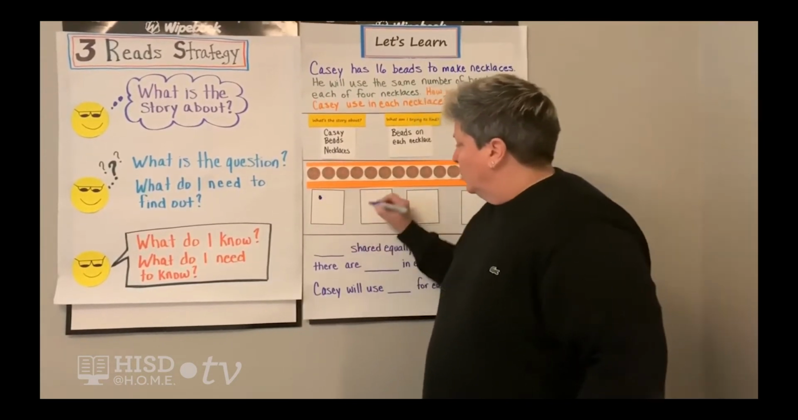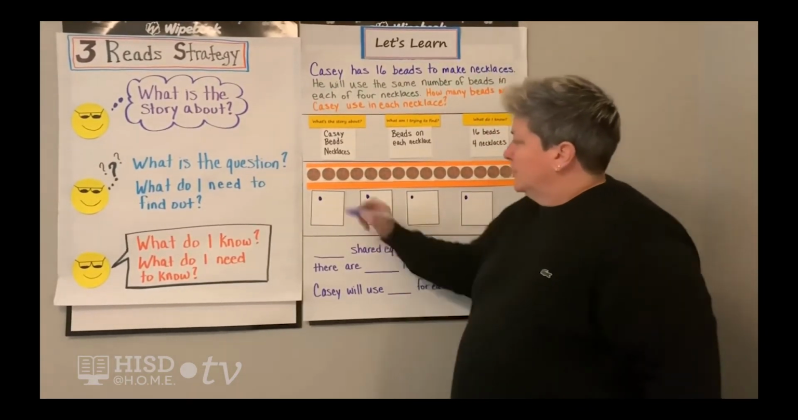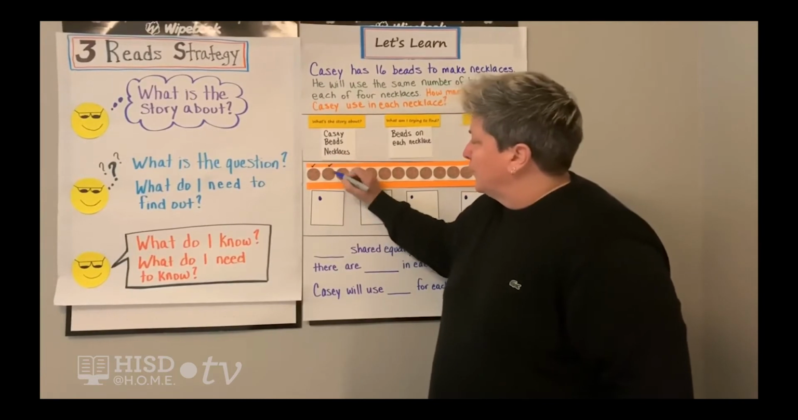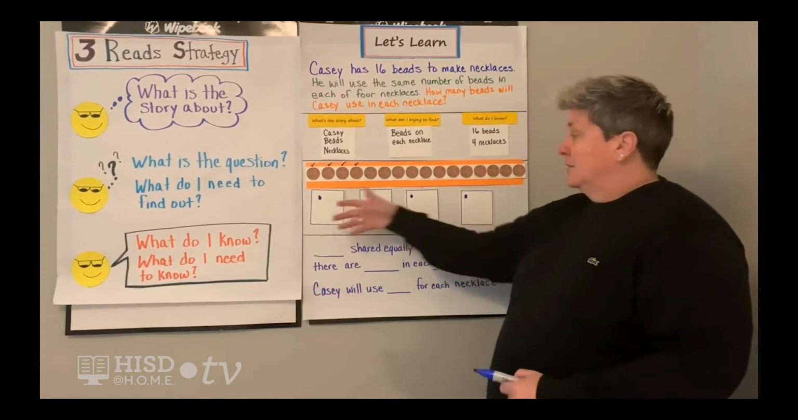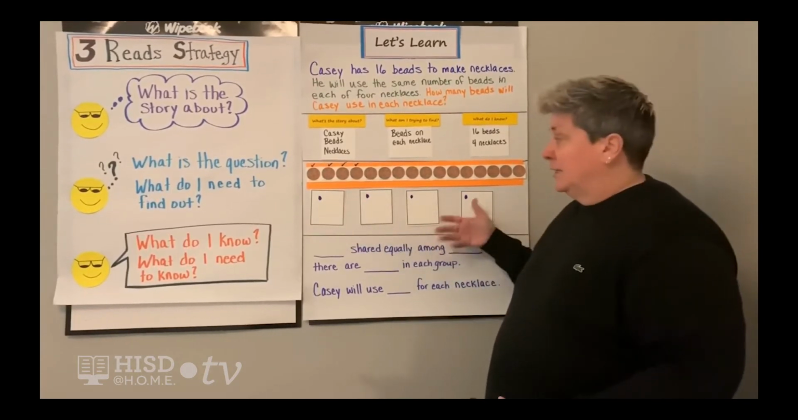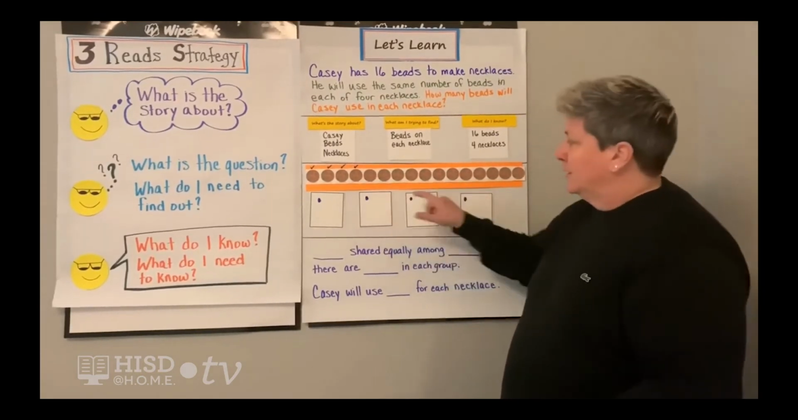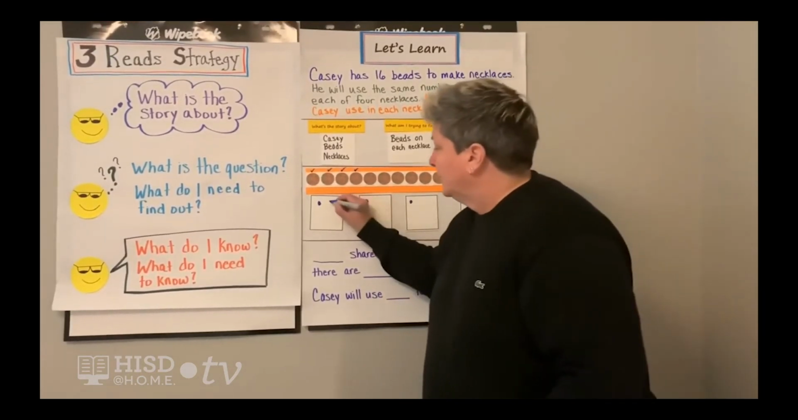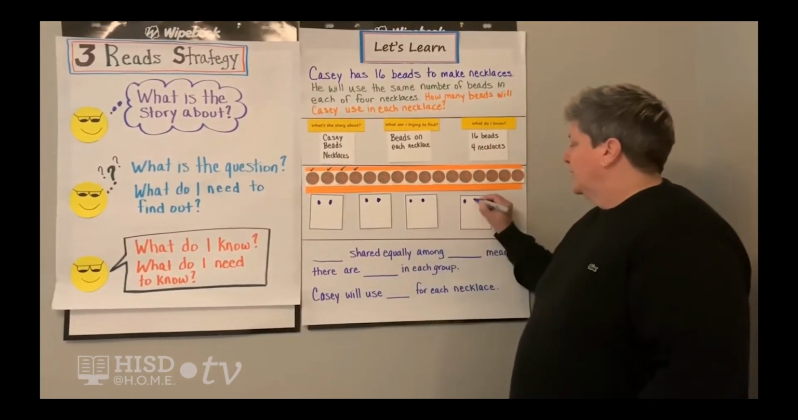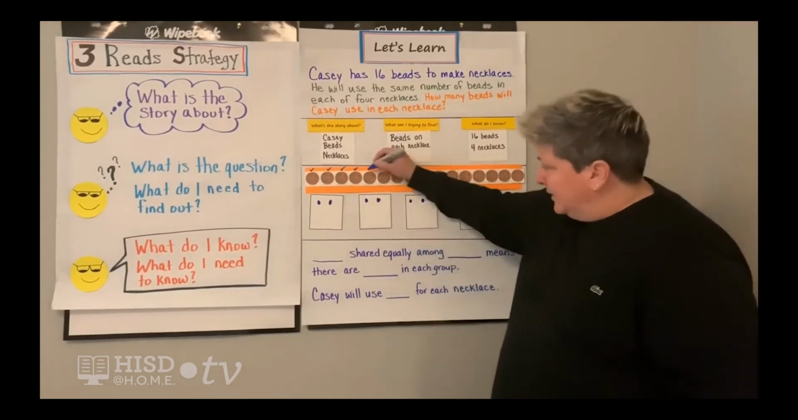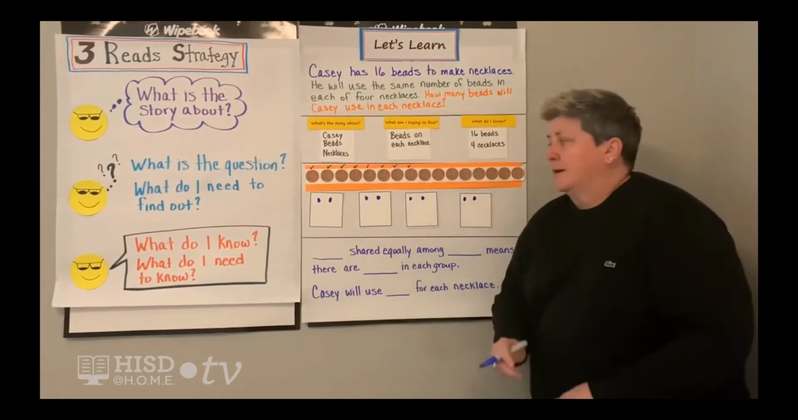So 1, 2, 3, 4. So I know I've used the first 4 beads. Am I done sharing equally all of the beads? No, I've only used 4. I still have more to go. So I'm going to use another 4. 1, 2, 3, 4. And then I need to mark off the 4 I used from the top.